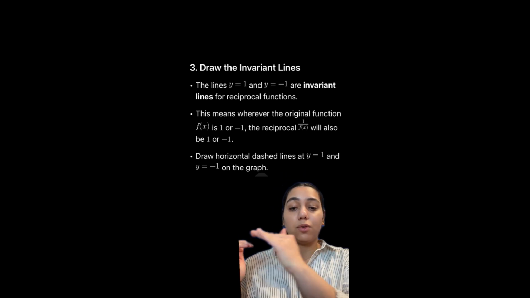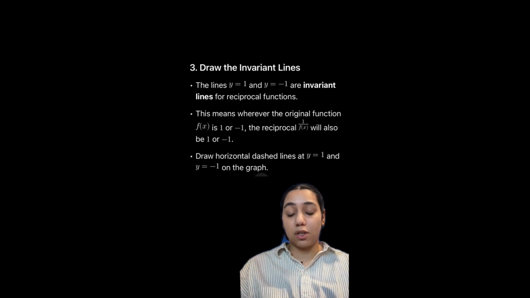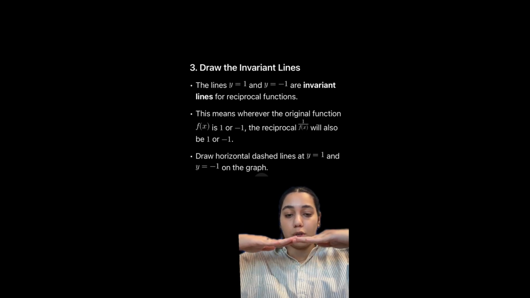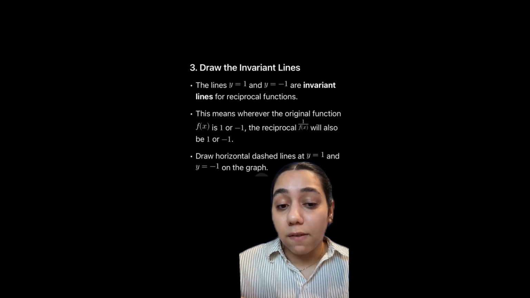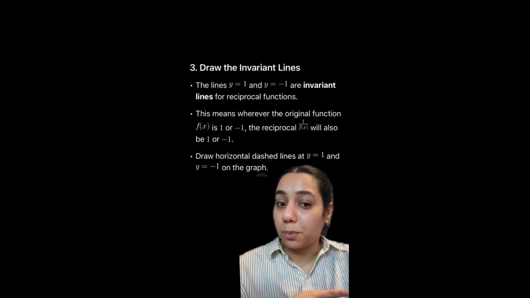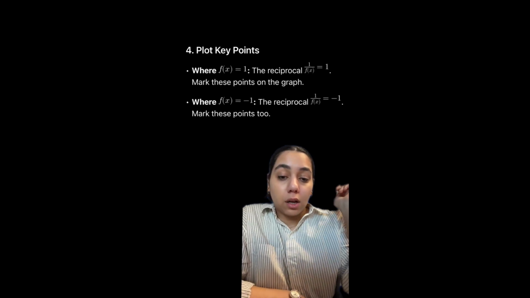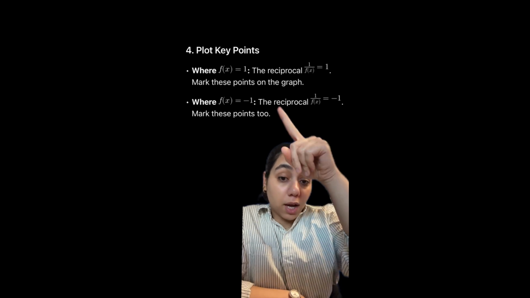You have to draw horizontal dashed lines at those 2 points, those 2 horizontal lines, to show that these are your invariant lines, okay? Next part. Okay, the fourth step is to plot the key points.